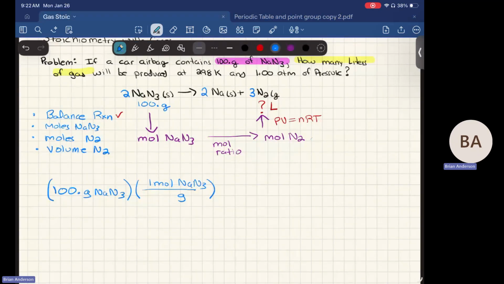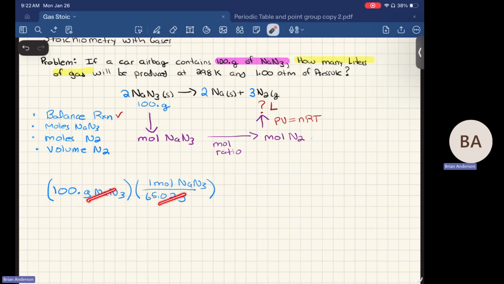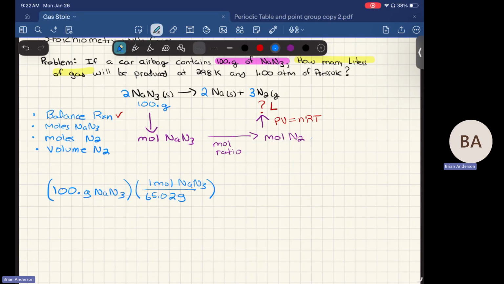And we're going to be left with, in this case, I got 65.02 grams per mole of NaN3. Okay. If we stopped here, our answer would be in moles of NaN3. We could keep going though. At this point, we have our moles of NaN3, but we can keep going to find moles of N2 using our mole to mole ratio.